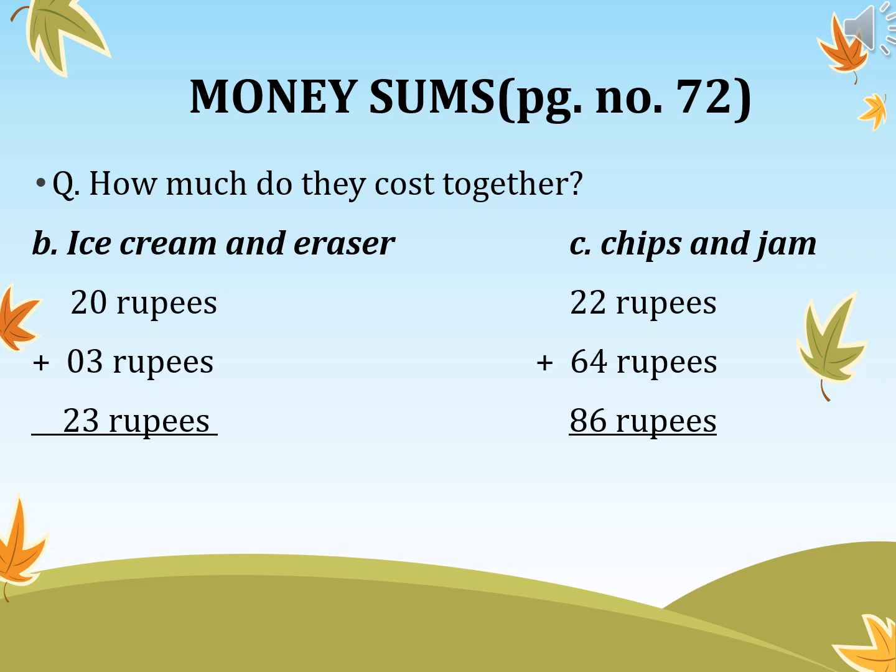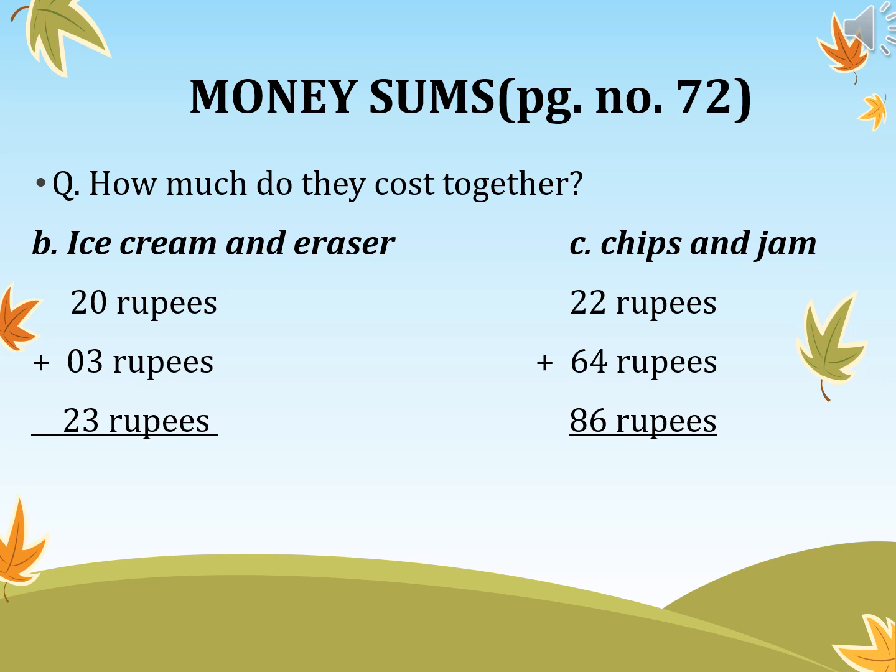Now we come to page number 72. Money sums. Students, you can see many objects are drawn along with their price. I will read it out for you. Crayons 10 rupees, eraser 3 rupees, chocolate 15 rupees, chips 22 rupees, ice cream 20 rupees, toy car 46 rupees, book 51 rupees, jam 64 rupees.